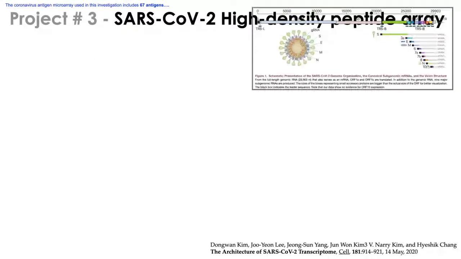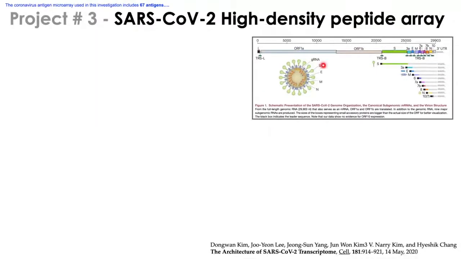So the third project is looking at a high density peptide array. And so this is, here's your SARS genome. So this is the virus, and inside is the RNA copy. It's a messenger RNA, single-stranded RNA copy, and it's surrounded by lipid coat, and it's got this spike protein. Remember, the spike protein is what binds to the ACE2.